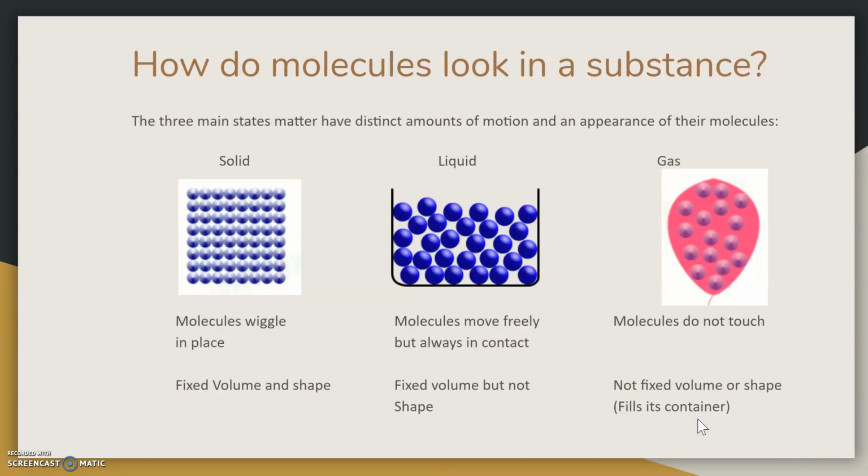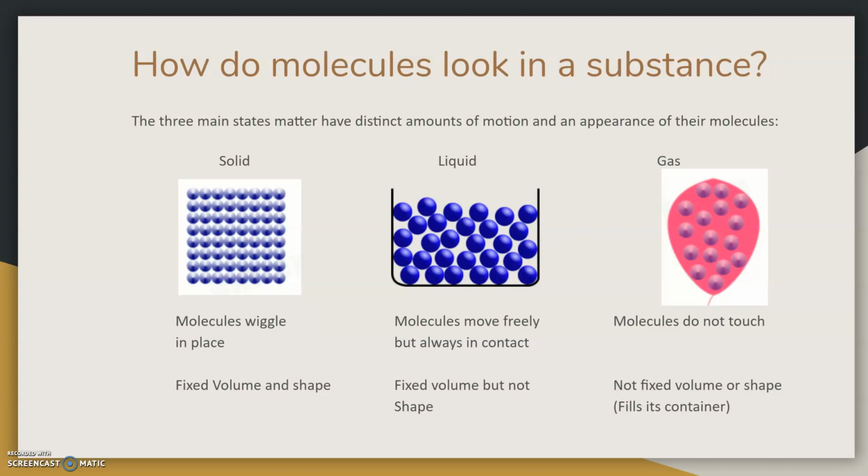How do molecules look in a substance? The three main states of matter have distinct amounts of motion and an appearance of their molecules. First, on the left, we have solids. These molecules wiggle in place. They have fixed volume and shape.